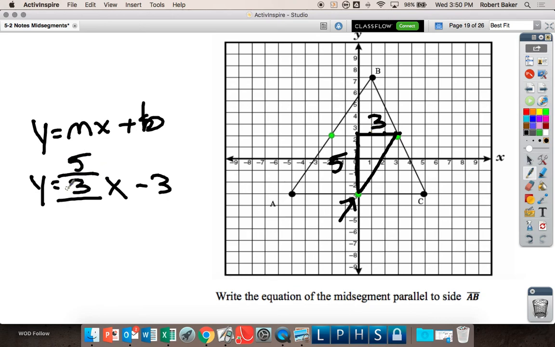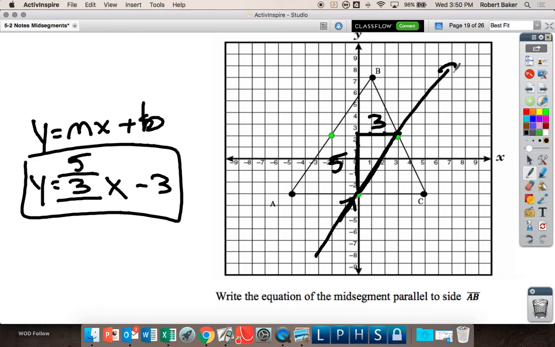I went the opposite. You can't do that. Oh, it says A, B. You always go from left to right. Should it be negative? No, because it goes up 5 over 3. Look at the line. Is that a positive line or a negative line?